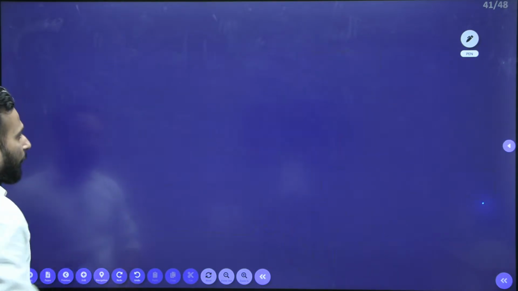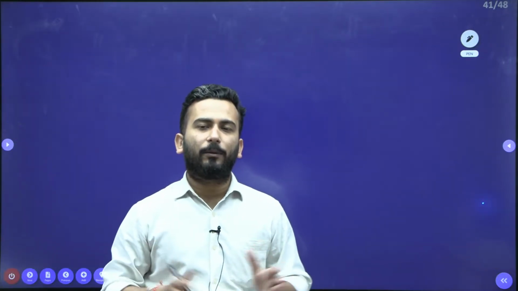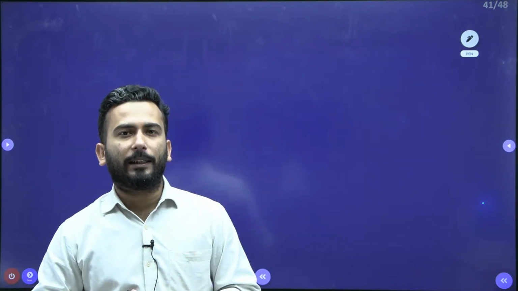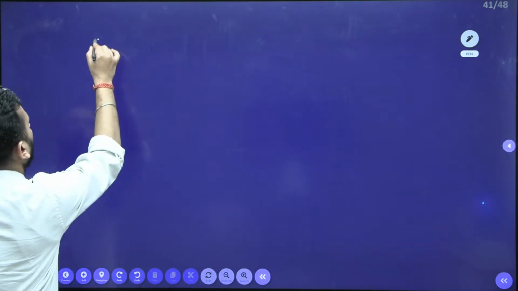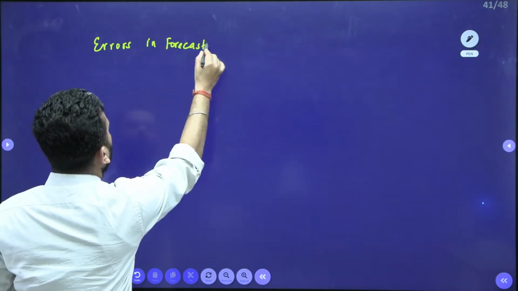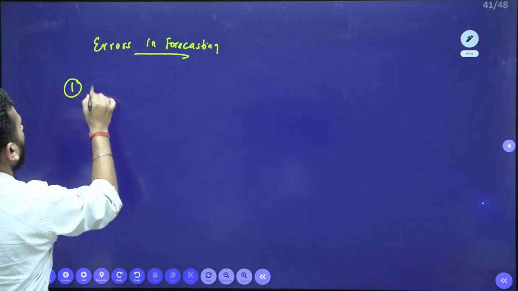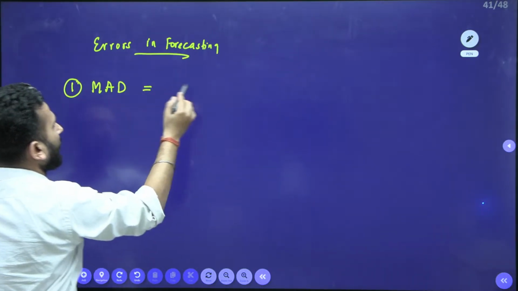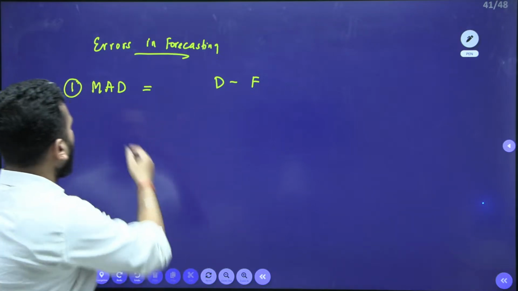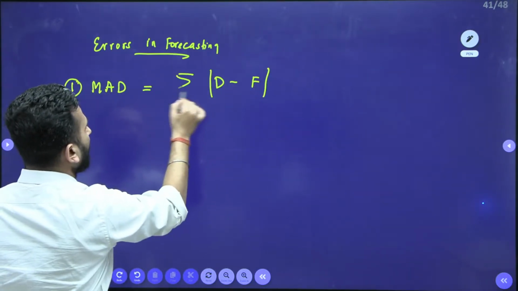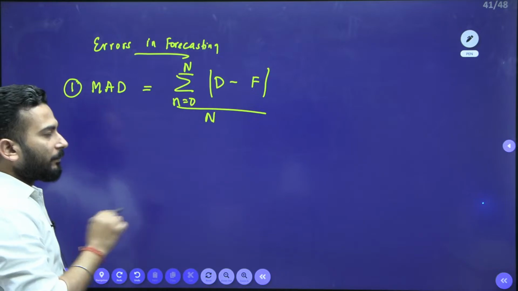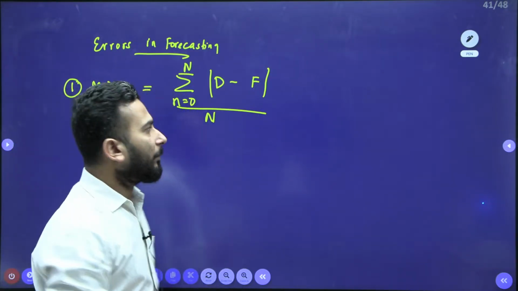Now my dear friends, from error only I am getting one new thing, that they can ask you the possible types of error in forecasting. What are the different types of errors in forecasting, my dear friends? Mean absolute deviation. What is deviation? Deviation is D minus F, actual demand minus the forecast. What is absolute? Absolute is mod, and when you take the mean, it is the summation from n equal to 1 to n divided by the number of periods. That is the mean absolute deviation.